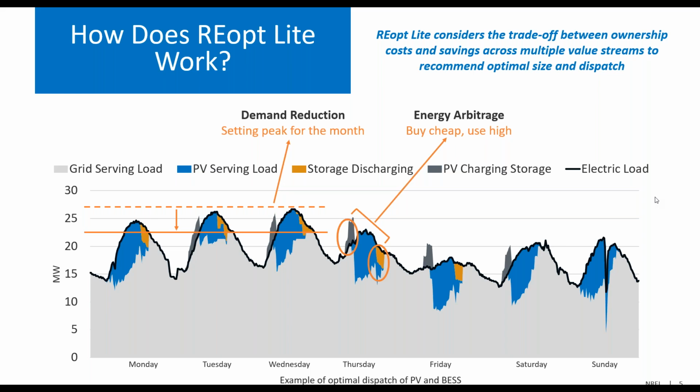And so REopt is looking for the most cost-effective size and dispatch of technologies to meet the load. Now, it could have built a bigger PV and battery system, but the additional savings would not have been enough to cover the additional costs. And it could have built a smaller PV and battery system, but then the additional savings would have been left on the table. So the model is really trying to find that optimal mix between ownership costs and savings.